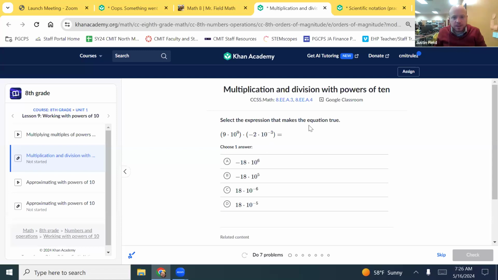So select the expression that makes the equation true. So we have two different types of problems, multiplication or division. And so you can write down: multiplication implies that you add the exponents. And don't forget your integers. And if we have division, that would imply that we're going to subtract the exponents.